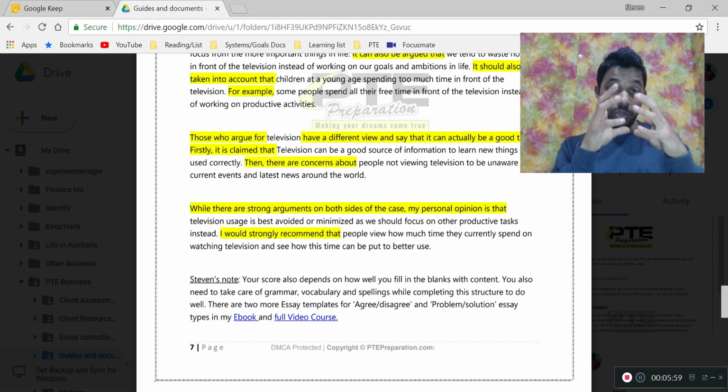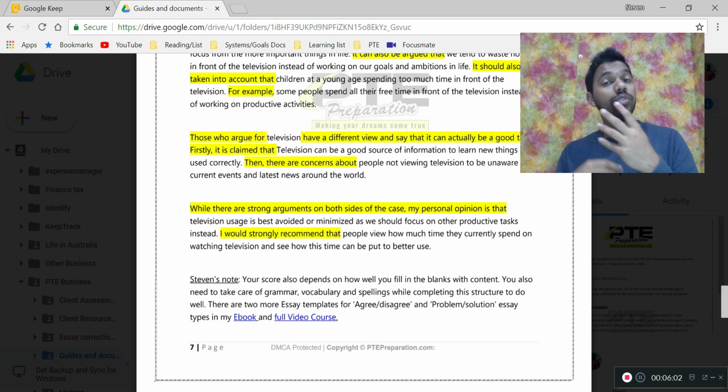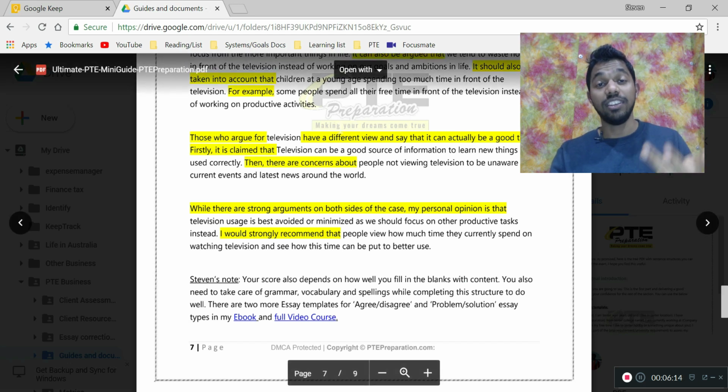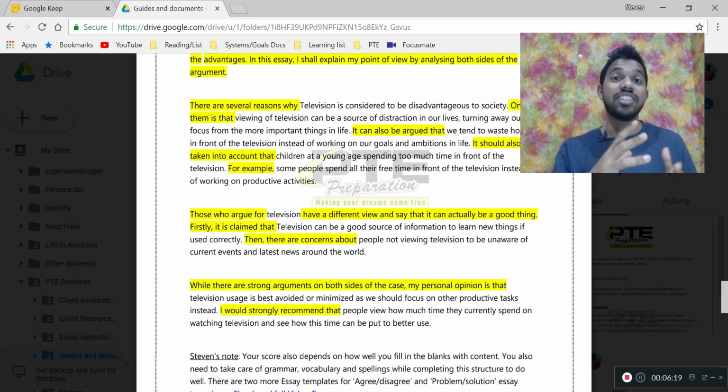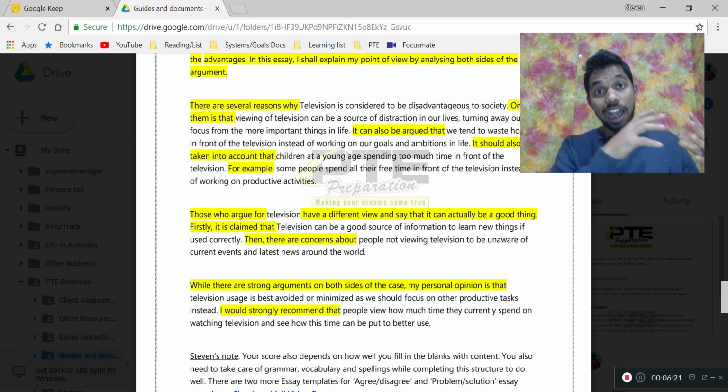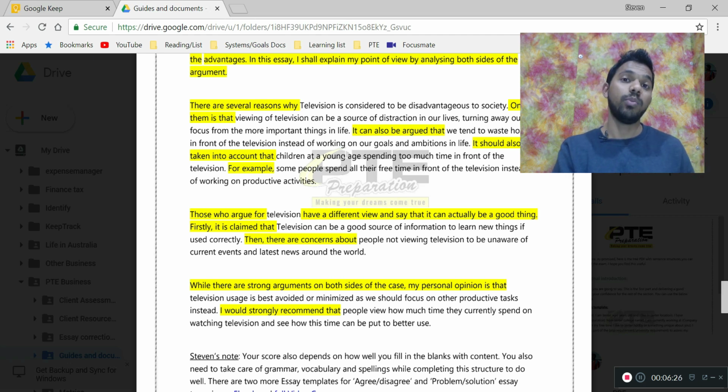So hopefully once you have an understanding of how this works, you can even use it in your own language and your own words. But I've seen that if people use it the way it is, they tend to do better. Again, it depends on how well you fill in the blanks with the content. You need to take care of grammar, vocabulary, spelling while completing the structure. So keep that in mind. It's not magic. It's not going to get you 79 plus if you have a very weak foundational English to begin with, and you're not filling the content accurately. It's really not going to work no matter what structure you use. All right, just keep that in mind.